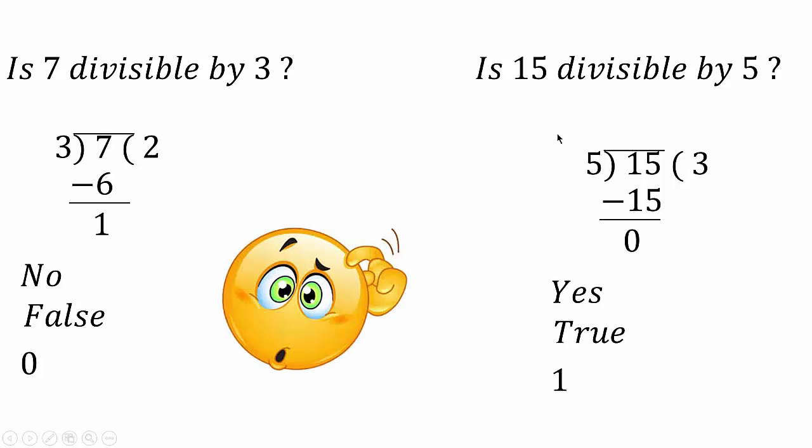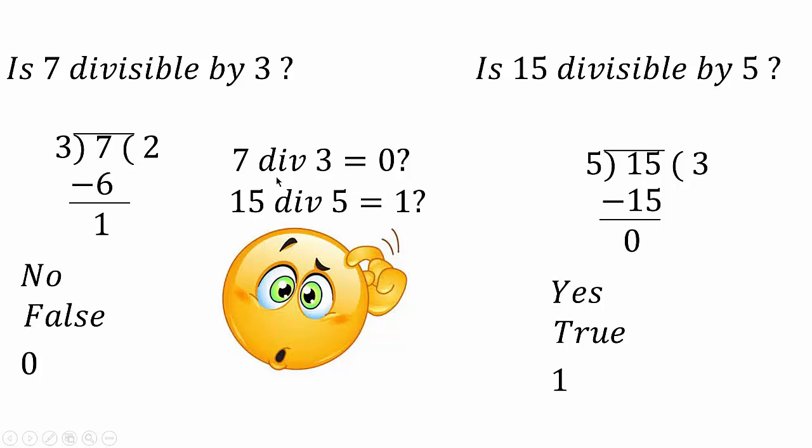But how can you define that 15 is divisible by 5 mathematically? Is there a mathematical process behind finding this divisibility function? For example, if we input the values 7 and 3, it will give us 0, saying that 7 is not divisible by 3. And if we plug in the values 15 and 5, the result will be 1, saying that 15 is divisible by 5. And the answer is yes, we have got a mathematical function for that.